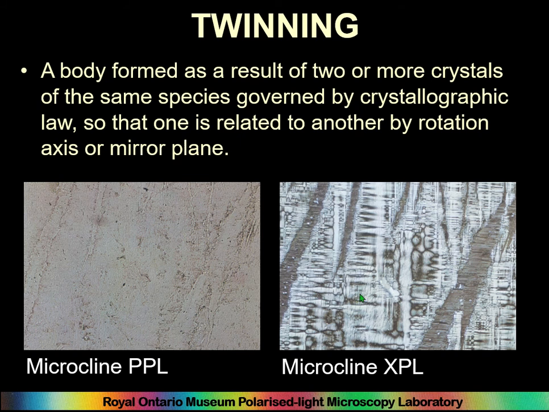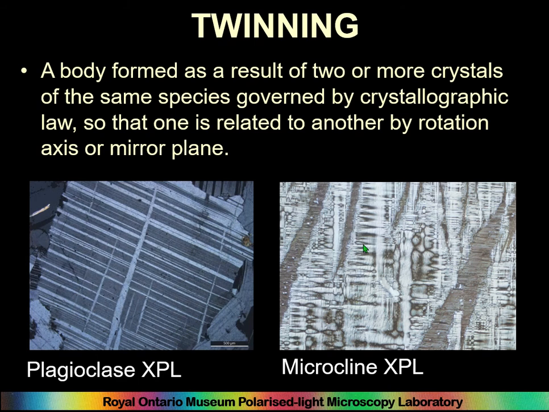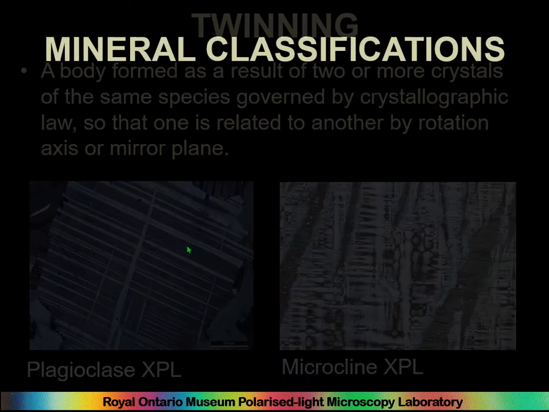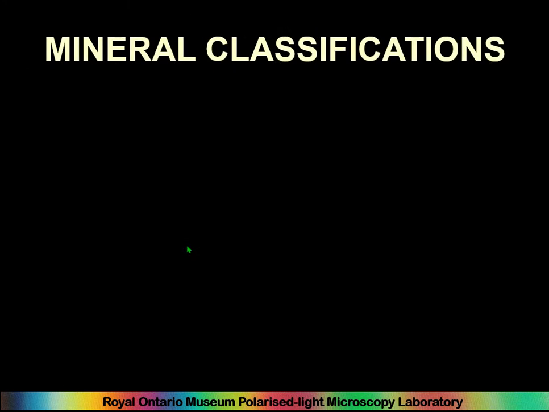It's the only mineral that has this type of twinning, and it makes it very easy to distinguish between it and the other feldspar, plagioclase. Plagioclase always has what is known as lamellar twinning, blade-like twinning. And so when you see these very straight lines like a zebra, you're looking at plagioclase. Very easy.